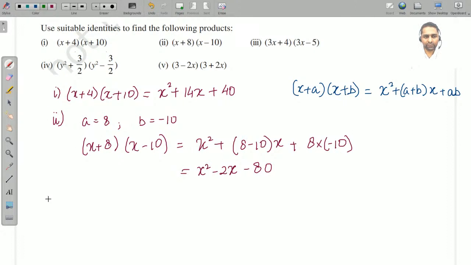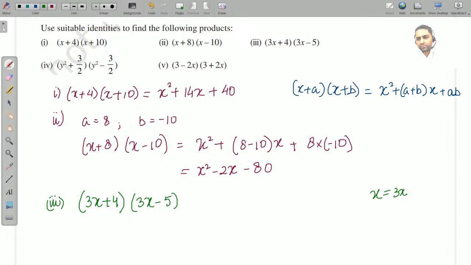again the same identity we are going to use: 3x plus 4 times 3x minus 5. This time your x is also changed. What is x over here? x is 3x, a is 4, and b is negative of 5. Just don't forget the sign.